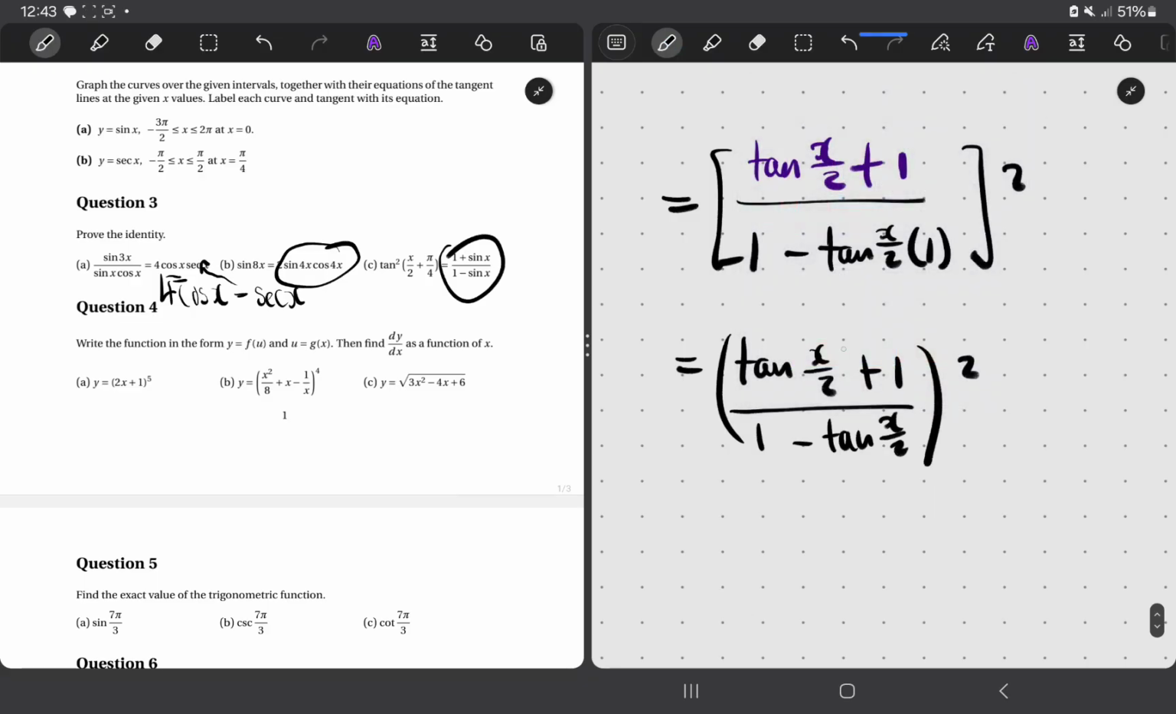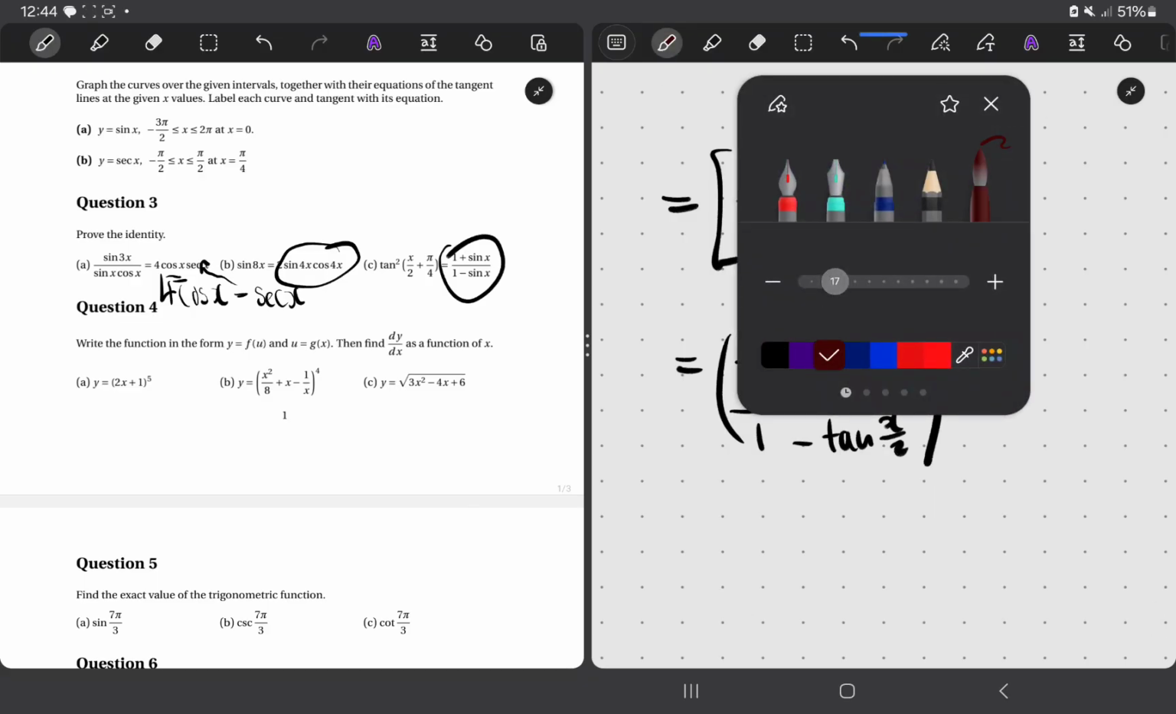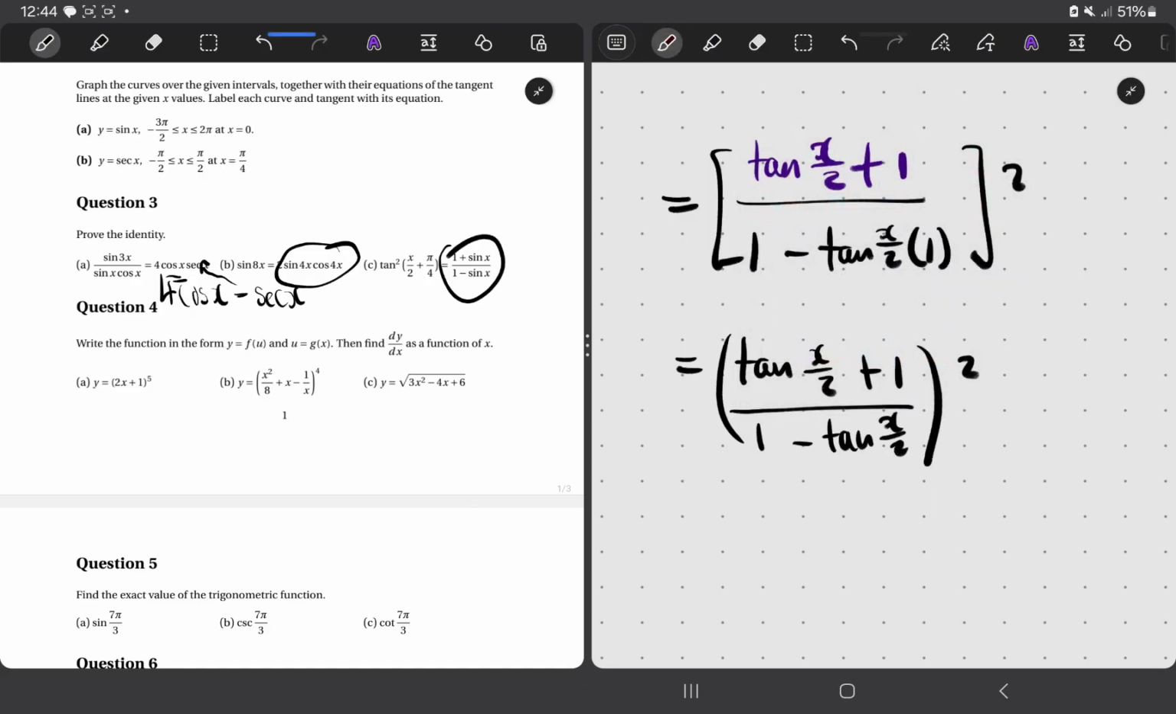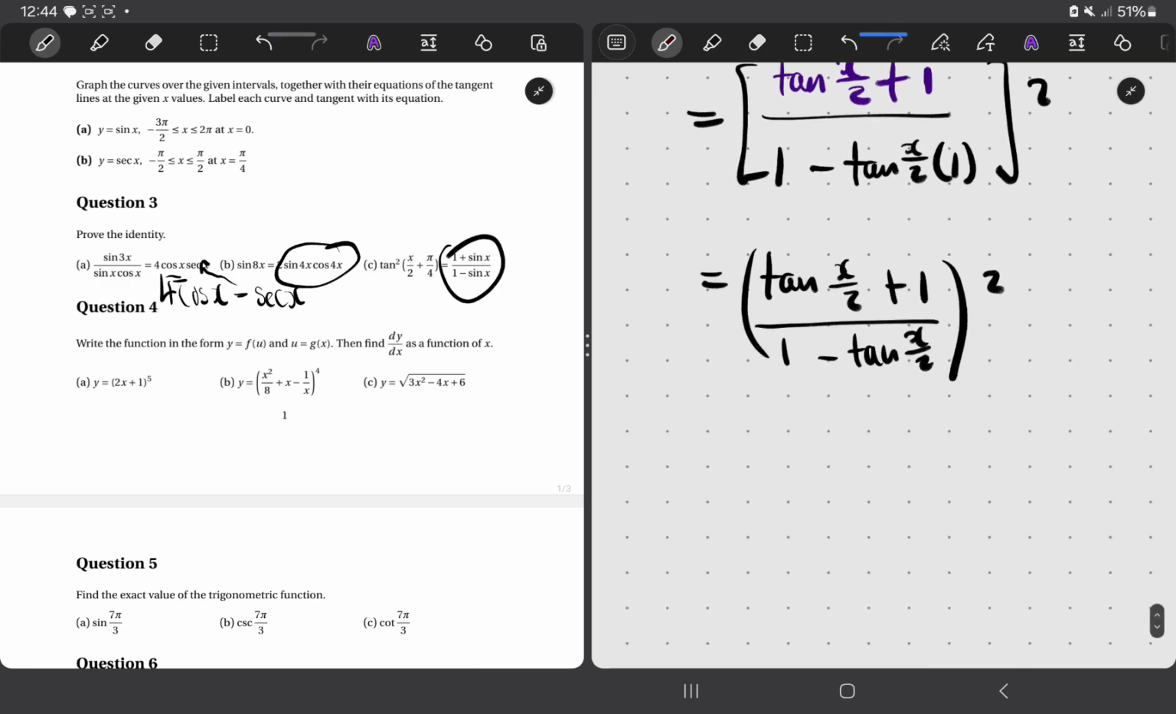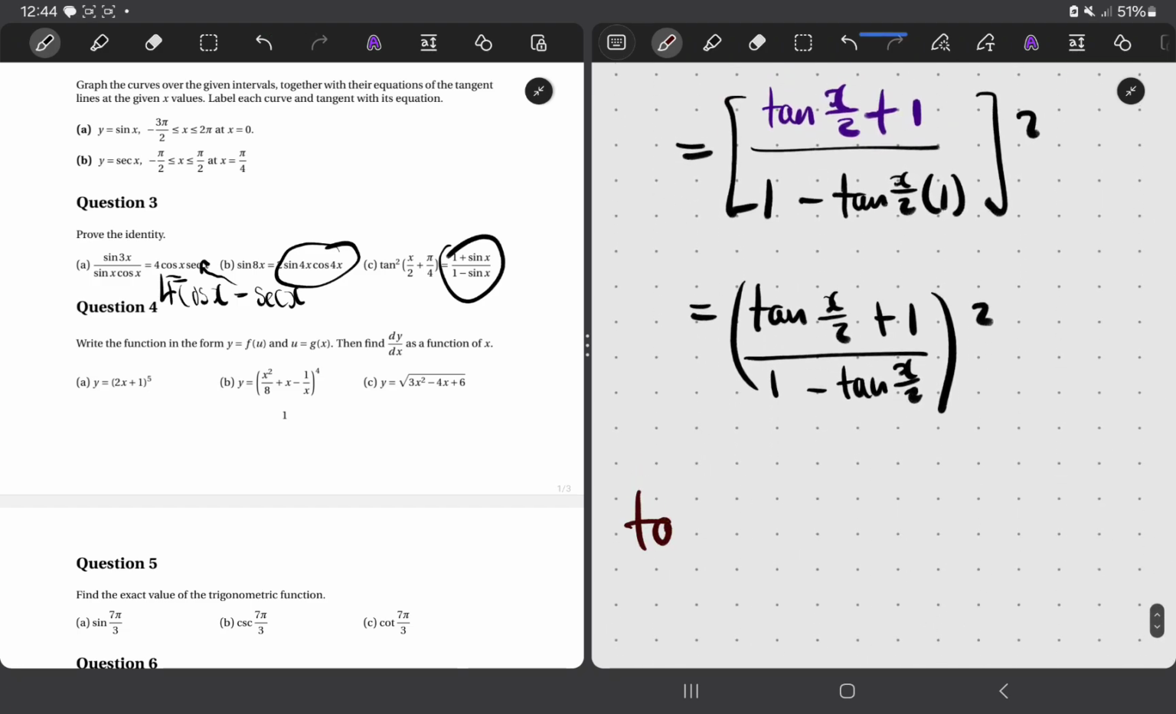Now, what else do we know about tan? Because we are trying to take it to sine. One thing which we know about tan, I'm sure you do, is that tan x is sine x over cos x. This is some stuff you did in limits. So you have to remember that tan is sine over cos. So I can then say this is just going to be sine x over 2 over cos x over 2 plus 1.